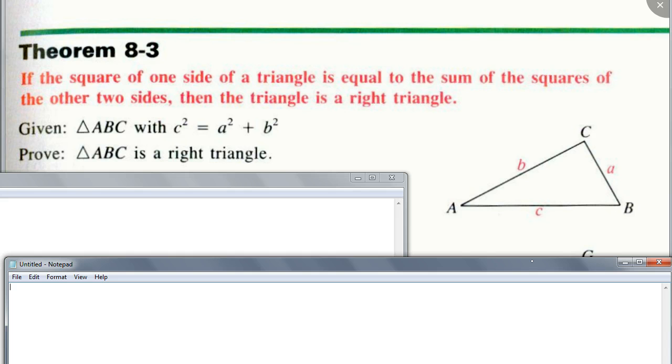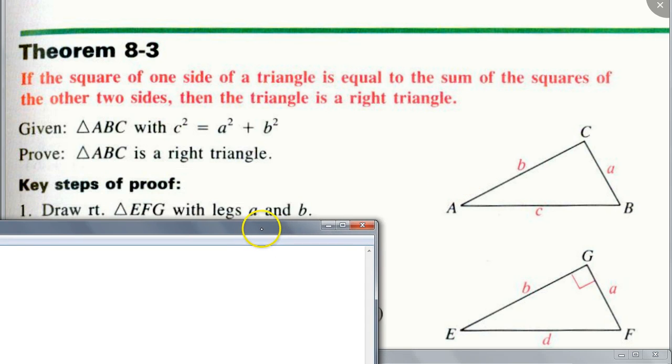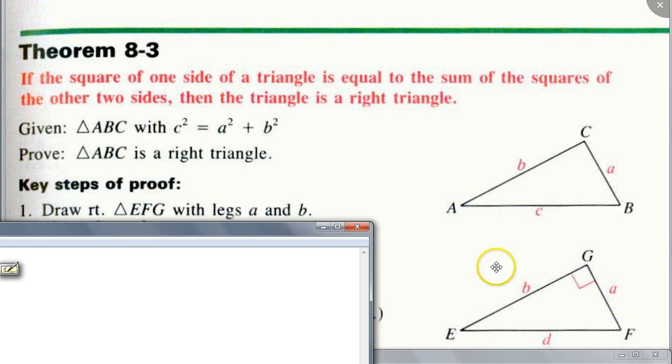To prove this, we're going to do something interesting. I don't think we have seen this before. We're going to draw another triangle, but this time, do we know that ABC is a right triangle right now? No, that's what we want to prove. But we are going to draw a right triangle with sides A and B. The triangle that we had before had sides A and B. So we're going to draw, look what it says here, a right triangle, EFG, with legs A and B.